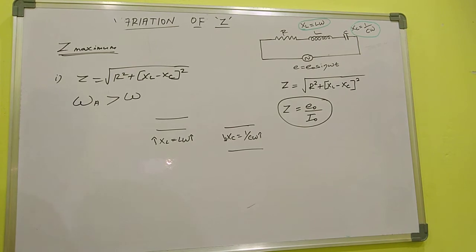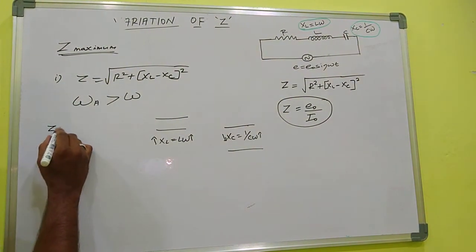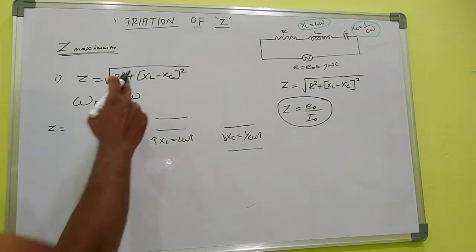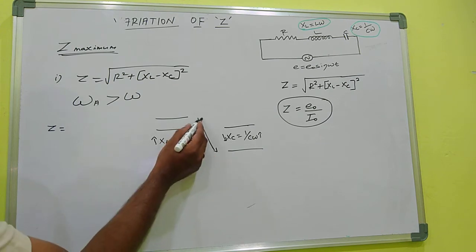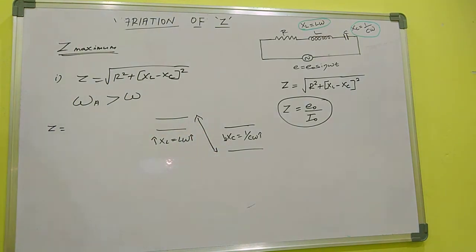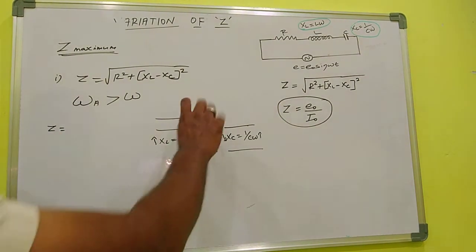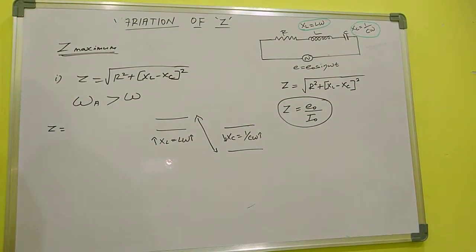Then what will be the impedance? Z is equal to the root of R square plus XL minus XC, the whole square. That means this is the variation. This is XL minus XC. So XL minus XC is there. Here XL minus XC has a certain value.